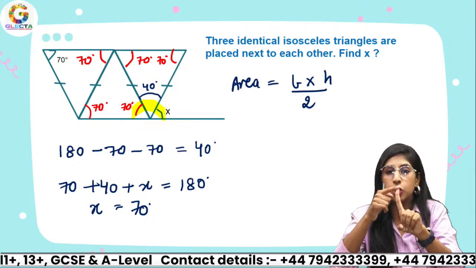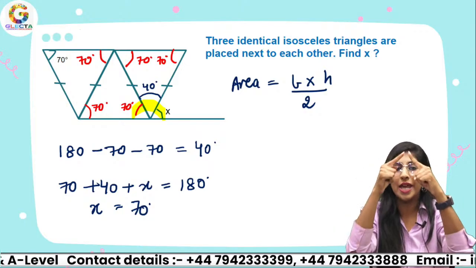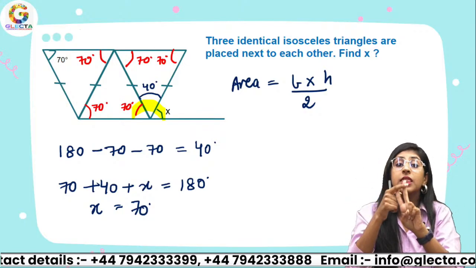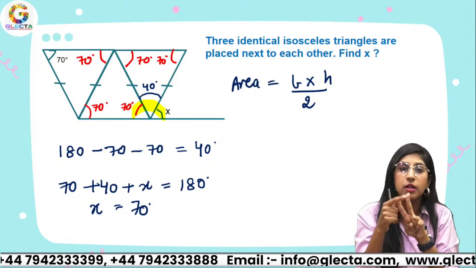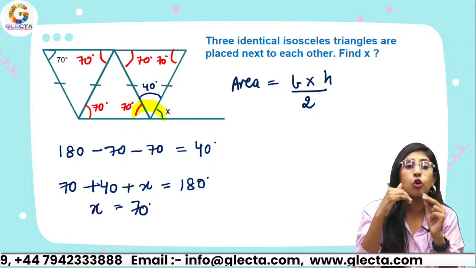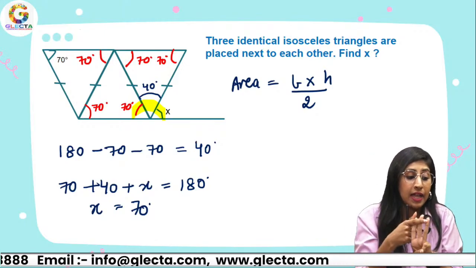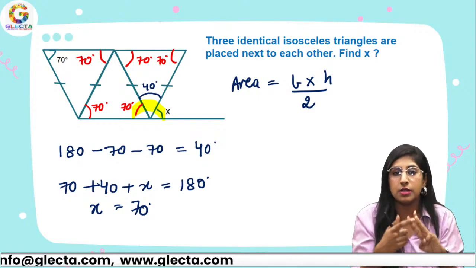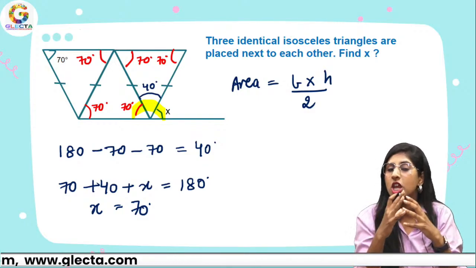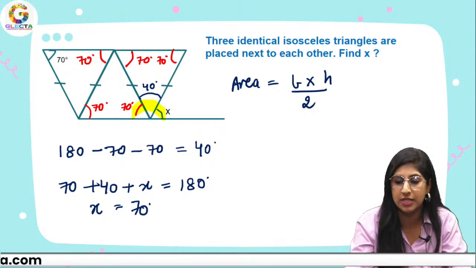We have isosceles triangles in which 2 lengths or 2 sides are the same. Then we have equilateral triangles in which all the sides and all the angles are the same. And we have scalene triangles. Scalene triangles are those in which no side is actually the same.